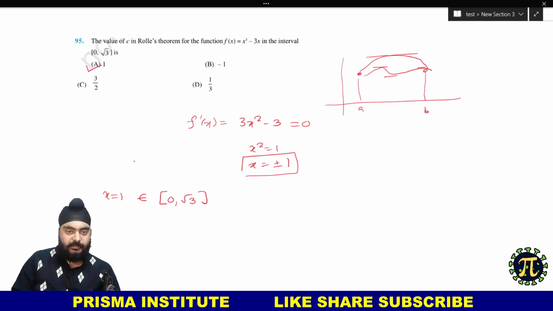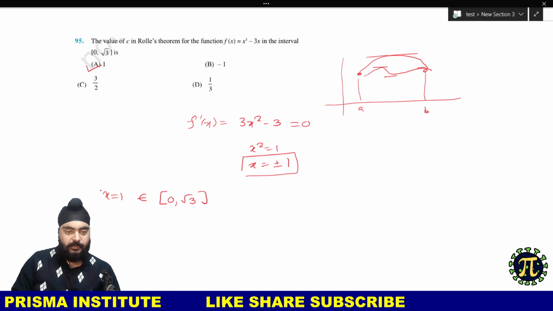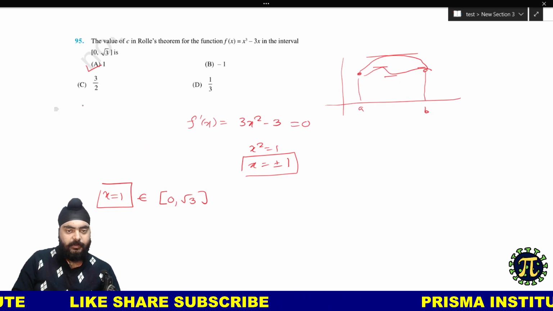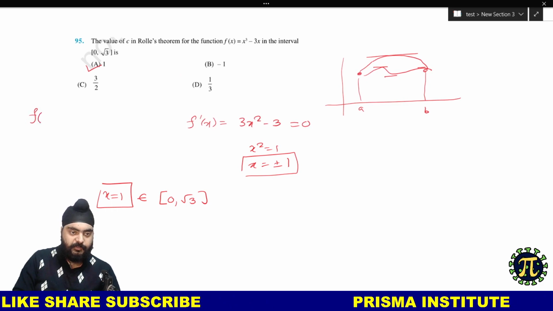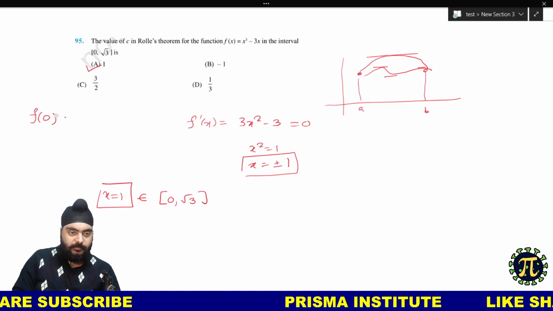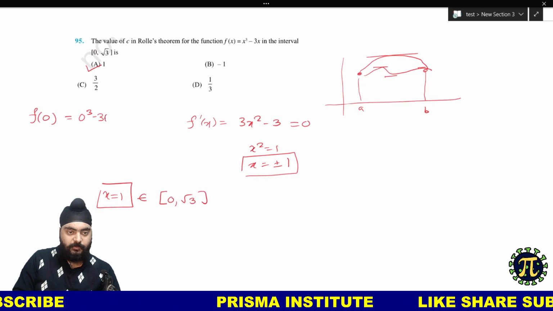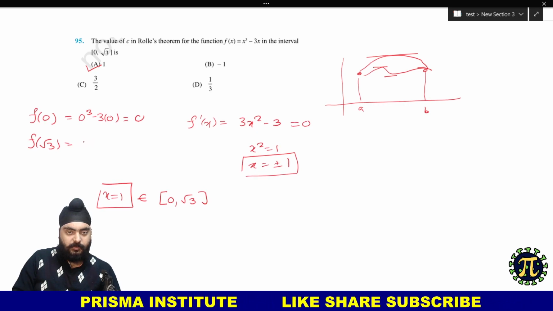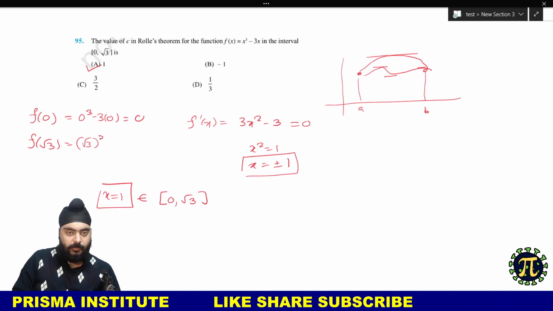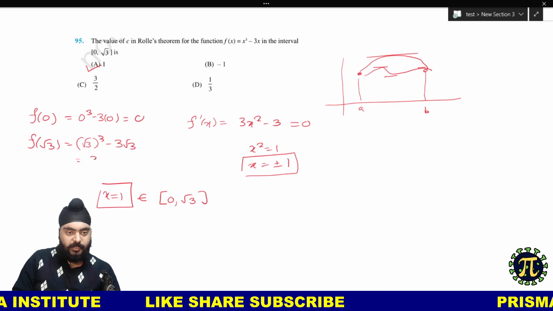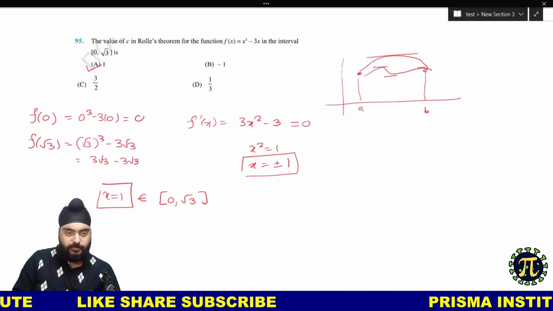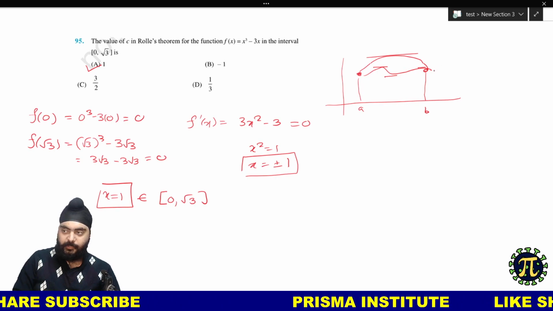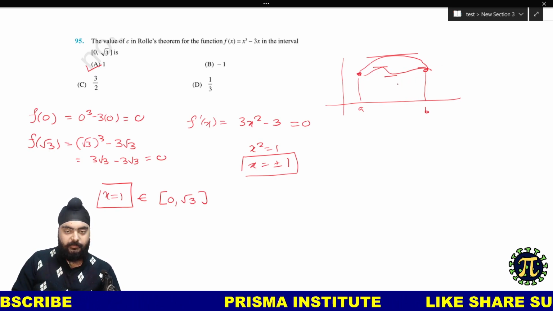Okay, so at x is equal to 1, this function has derivative 0 and that is Rolle's theorem. We did not check, but since it is Rolle's theorem, you can check what f of 0 comes out to be. So in the interval, f of a is 0 cube minus 3 into 0, which is 0, and f of root 3 is root 3 cube minus 3 into root 3, so this is 3 root 3 minus 3 root 3, which is also 0. So if the function value is the same at two points, there must be at least one point in between a and b where the derivative is 0, let's say this point is c, right?